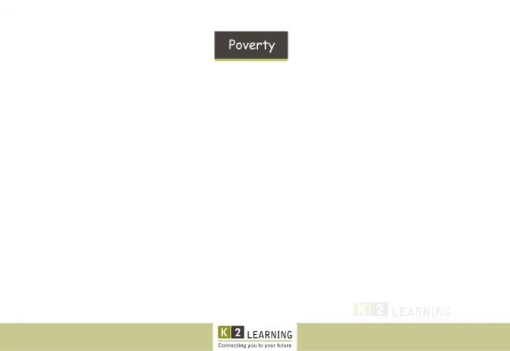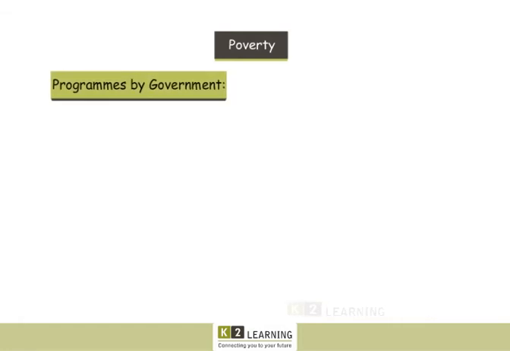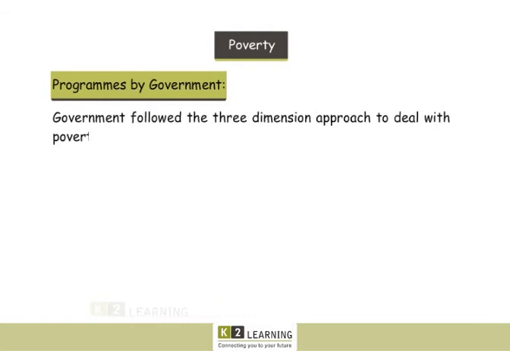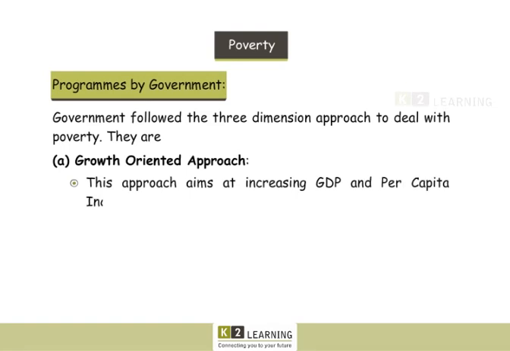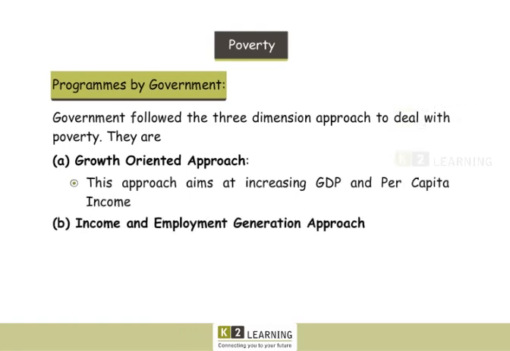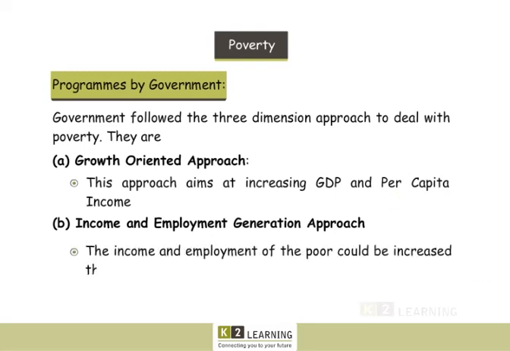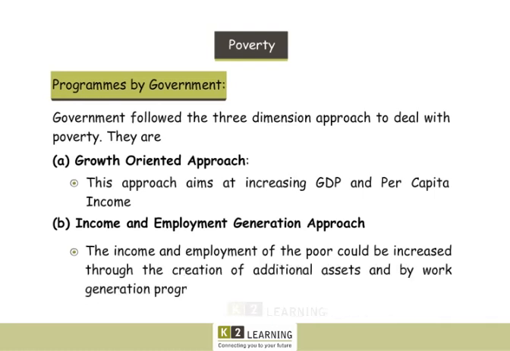Finally, let's take a look at some of the programs undertaken by our government to help the poor. Government followed three-dimension approach to deal with poverty. They are growth-oriented approach. This approach aims at increasing GDP and per capita income. Income and employment generation approach. The income and employment of the poor could be increased through the creation of additional assets by work generation programs.